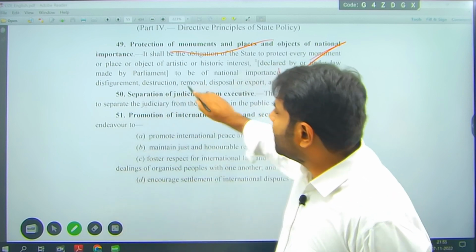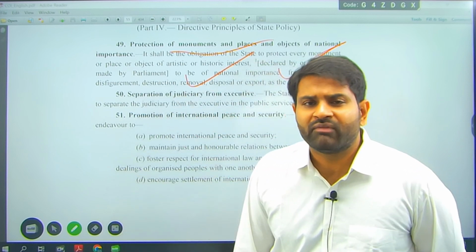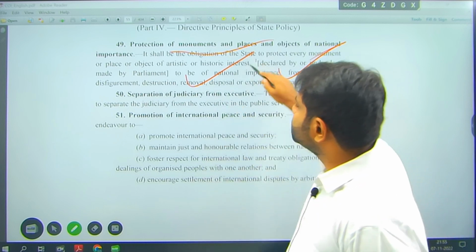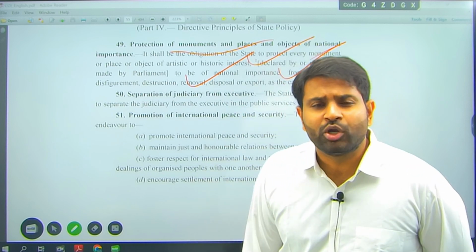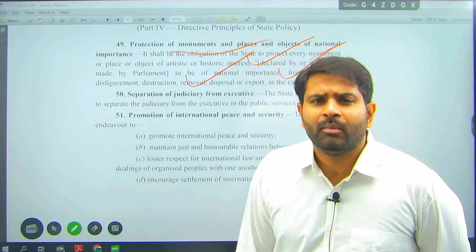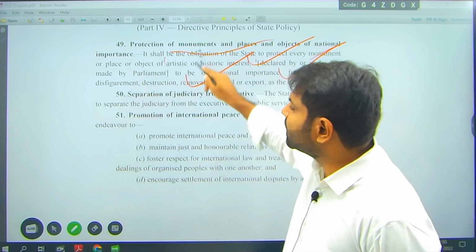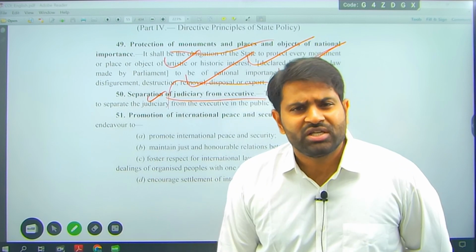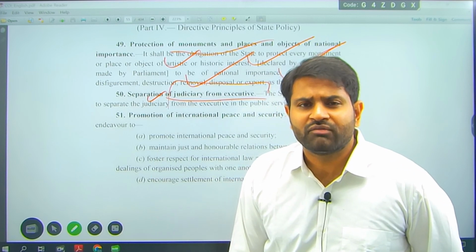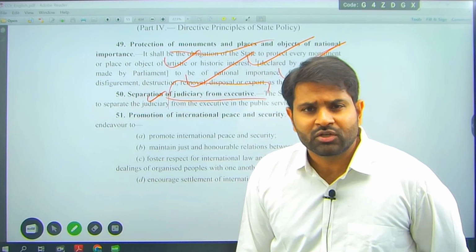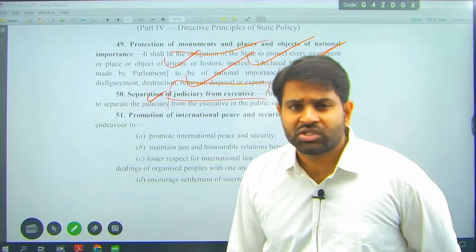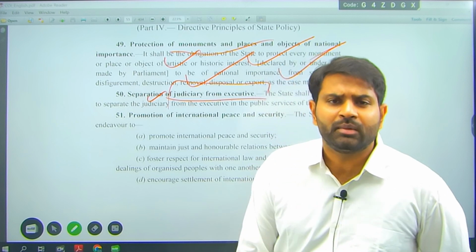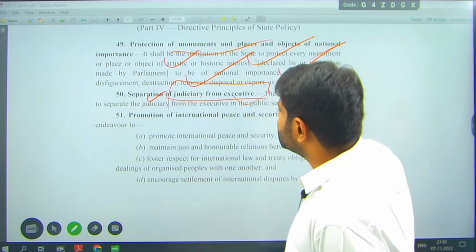In the same way, our history should not be wiped out from the face of the earth, from the maps of the world. So those important places and monuments we need to protect. It is our duty to conserve and protect these monuments. That is mentioned in Article 49. Then Article 50, separation of judiciary from executive. As I said, a judge and the executive should be separate. The Prime Minister should not dictate terms to the Chief Justice of India, and the Chief Justice of India should not dictate terms to the Prime Minister. That is mentioned in Article 50.